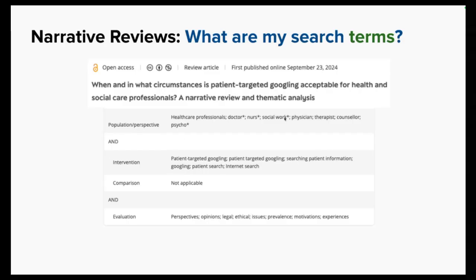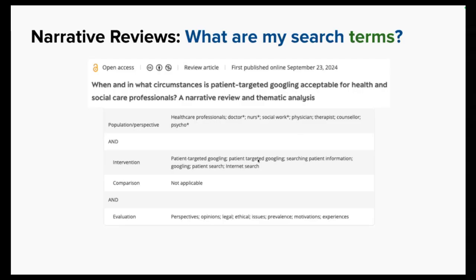Searching patient information, because maybe they're not Googling necessarily, and so on. Comparison group: there isn't a comparison group here. Very often in secondary research, there isn't necessarily a comparison group. Comparison groups are really important when you run experiments using primary research, as we talked about in that pyramid.